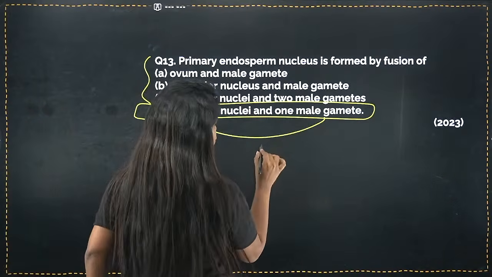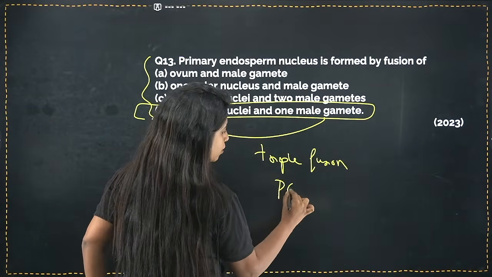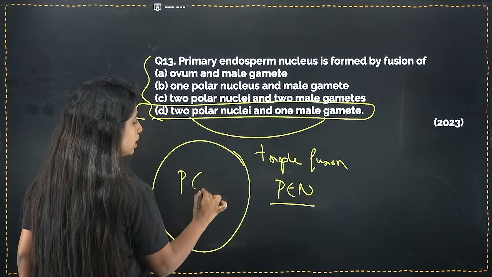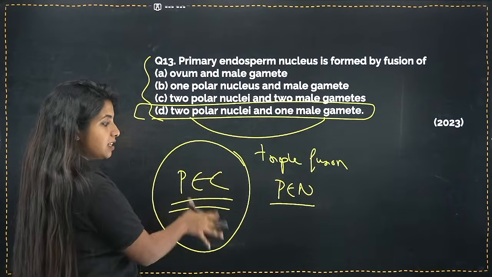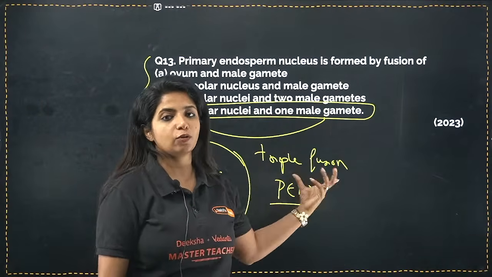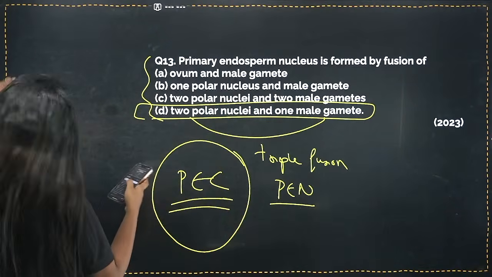This particular fusion is known as what? Triple fusion. By the end of it, what do you get? Primary endosperm nucleus. This nucleus belongs to which cell? It is known as the primary endosperm cell. So the central cell converts into the primary endosperm cell and the nucleus transforms into the primary endosperm nucleus. That's all.